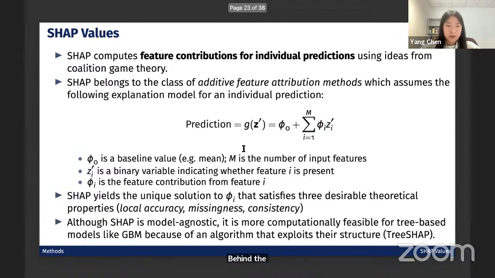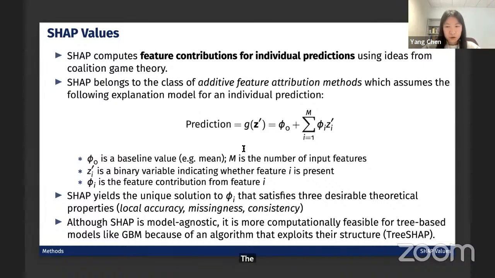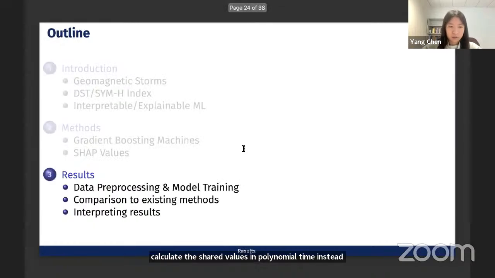So there are very nice properties theoretically about these SHAP values, which I'm not going to talk about too much. But I want to highlight that the SHAP values are highly computationally efficient for tree-based models. For neural network models, it's very hard to calculate the SHAP values because you need to iteratively fit your neural network models. But for tree-based models, there is an algorithm called Tree SHAP that can exploit the structure of the trees in order to calculate the SHAP values in polynomial time instead of exponential time. So this is highly efficient, and that's why we adopted it.